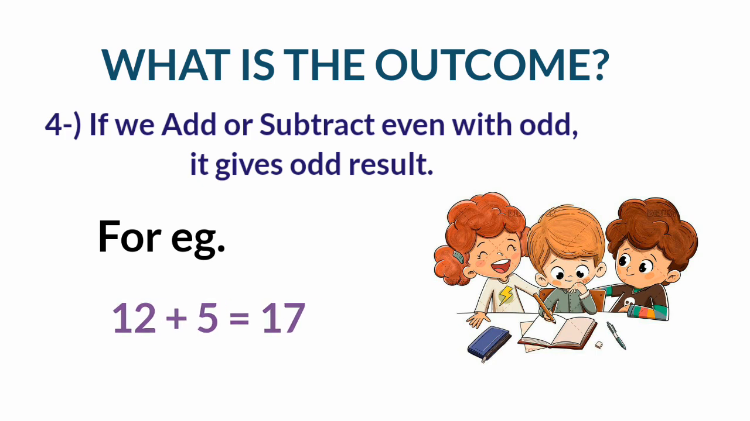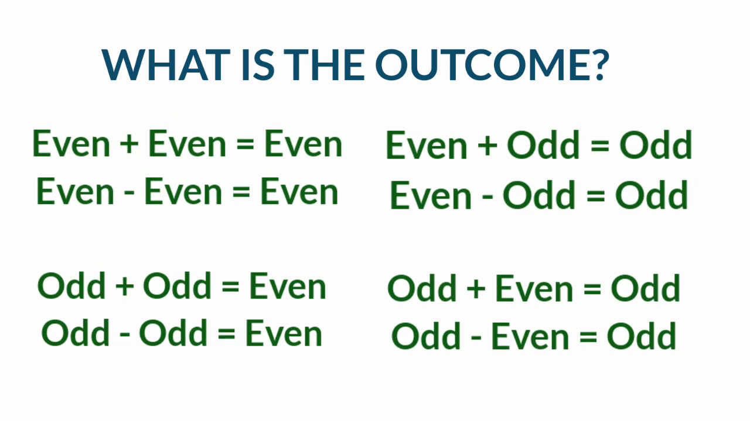Let's take an example of subtraction. 4 minus 3 equals 1. Here 4 is an even number, 3 is an odd number, and the result is odd, that is 1. So these are the results when we add or subtract even with even, odd with odd, even with odd, or odd with even numbers.